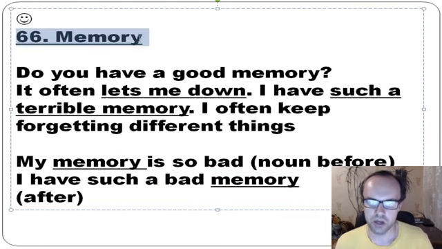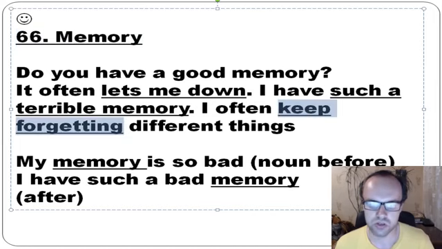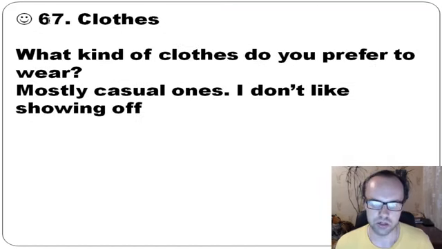So memory, do you have a good memory? It often lets me down. I have such a terrible memory. I often keep forgetting things. Keep means keep doing something. It means you continue doing something. You do it regularly. I often keep forgetting different things. My memory is so bad. So noun before an adjective. And I have such a bad memory. A noun is after an adjective. Okay, well done.